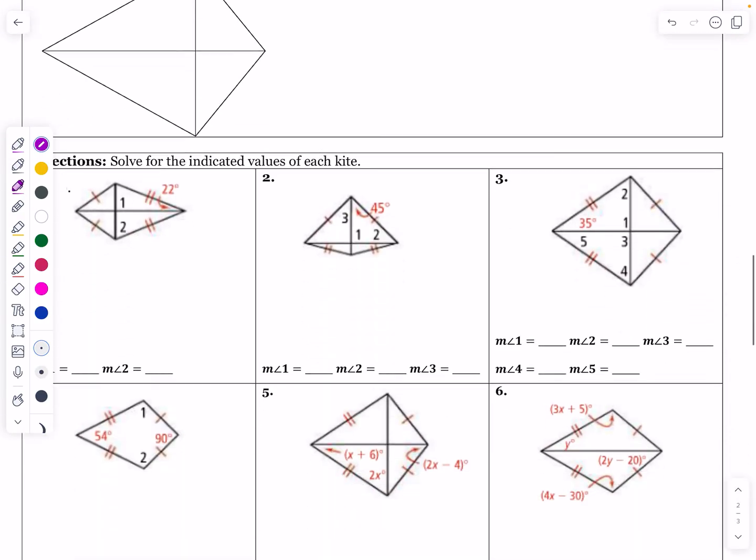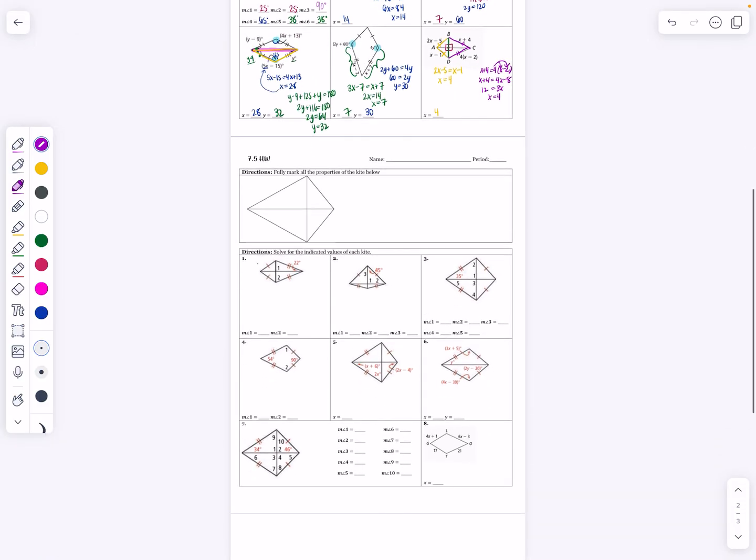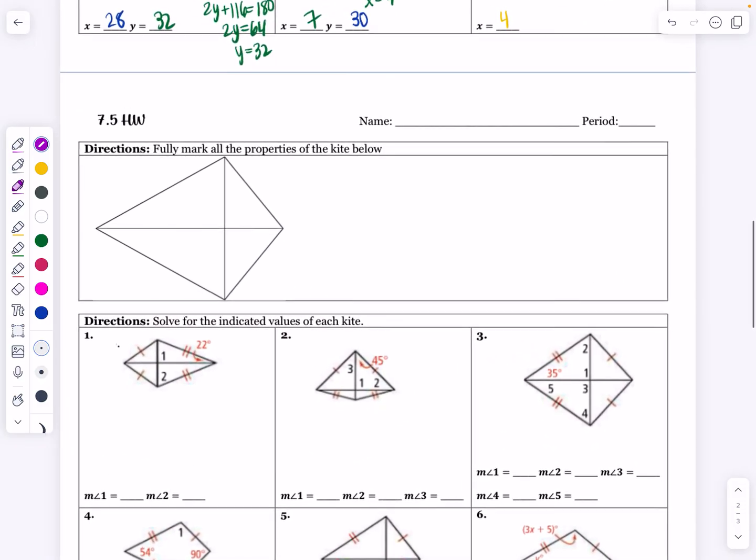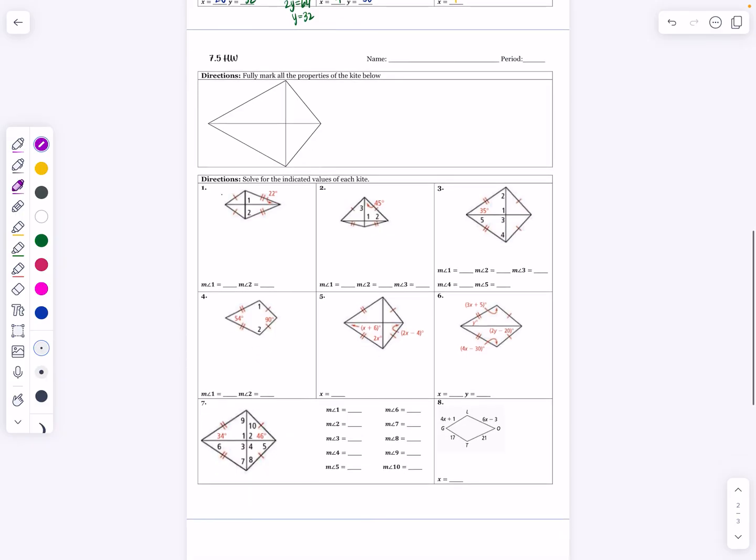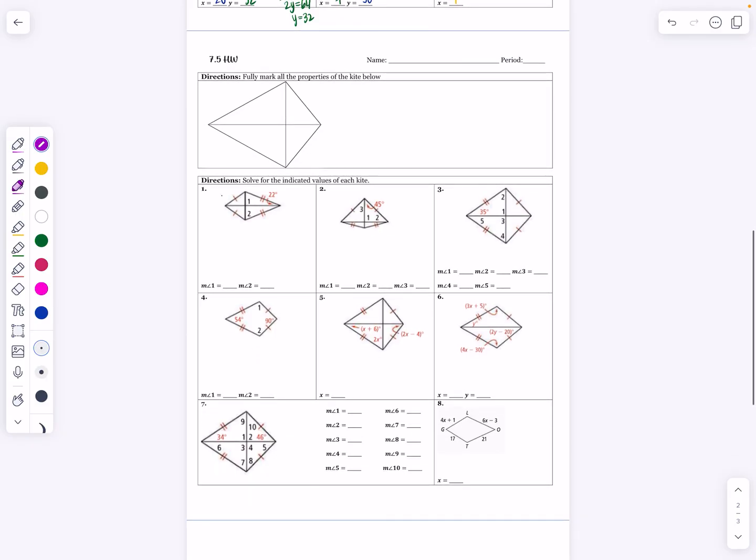So the next page is the practice. I did give you a section to fully mark all of the properties of the kite below before you get started, just to think through it. And then there are 8 questions to practice.